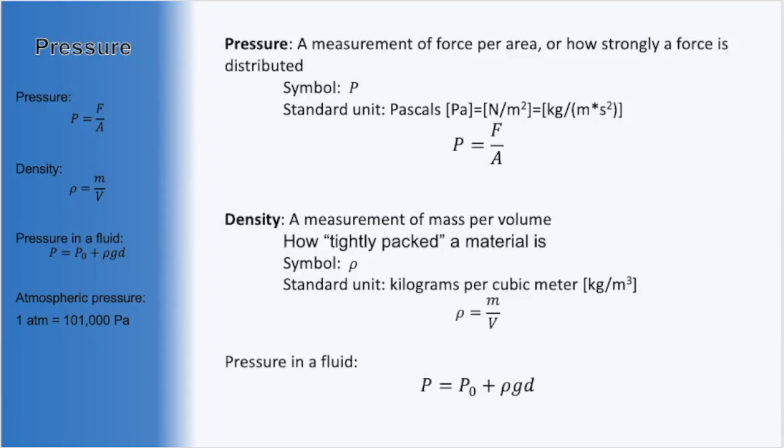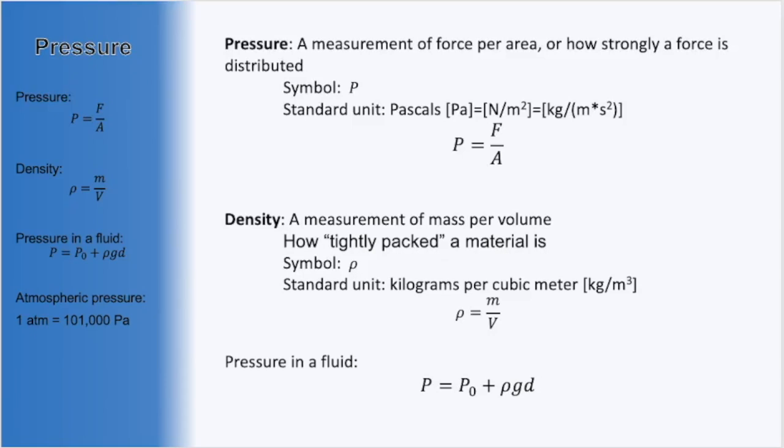When discussing fluids, it is important to understand the quantity called density, which measures how much mass a substance has per unit volume. Or in other words, how tightly packed that substance is. The standard unit for density is kilograms per cubic meter, and the formula states that density equals mass over volume.